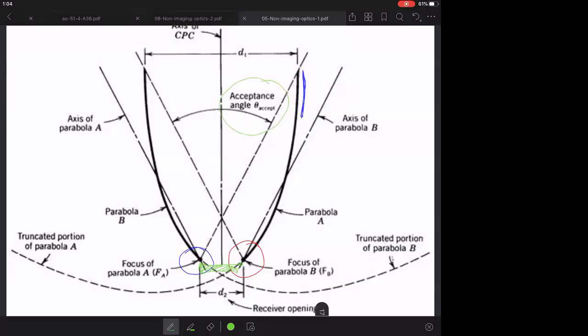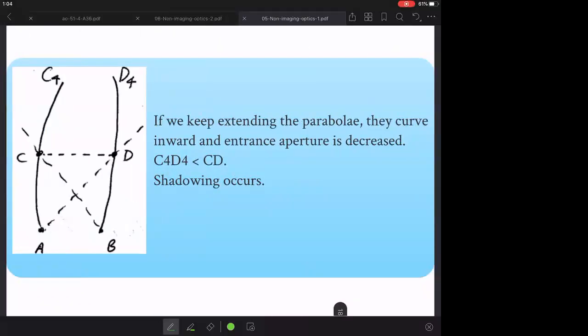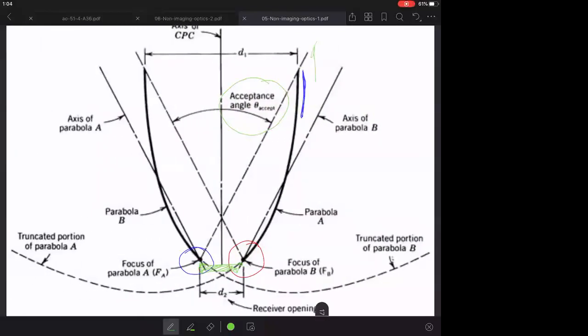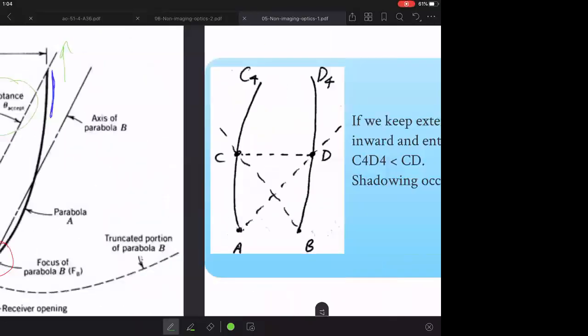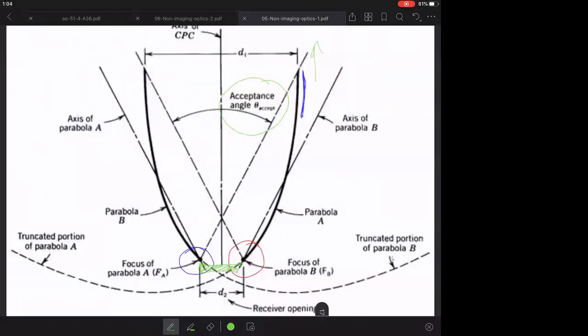Okay, so make sure you're able to visualize this. That's the important part. Now, one obvious question is, why did we stop extending the parabola? Why not keep going up? Why can't we just keep going up here? However, you will see, if you keep going up, at some point, which is exactly at this point, it will start bending in, and it will shadow the edge rays coming from this side.